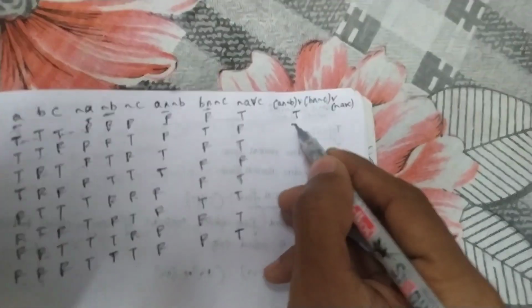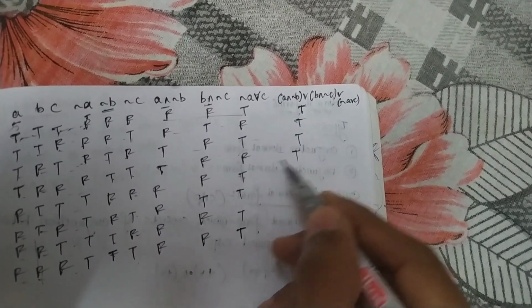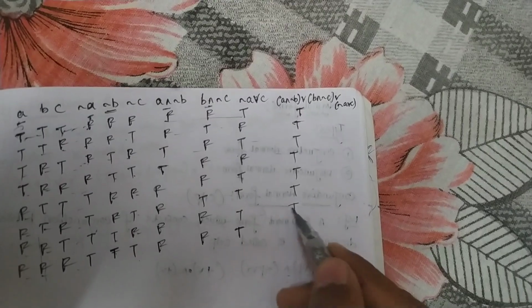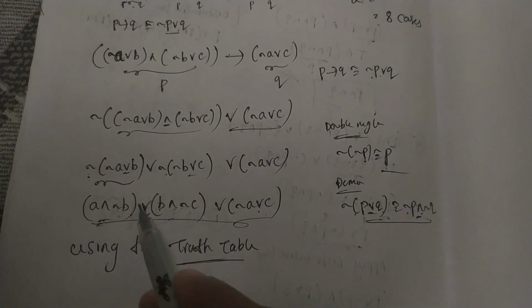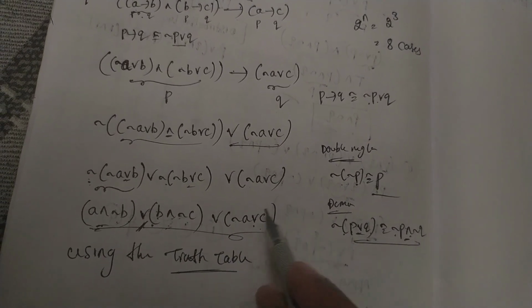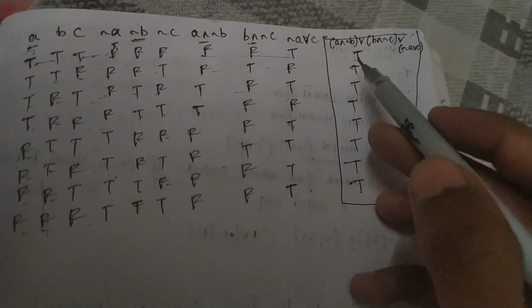Here also 1 true is true. 2 truths mean true only. 1 true is true. Here also true. This is also true. This also true. Here A and negation B, or B and negation C, or negation A or C. You have to find this value. So here we find out these values.